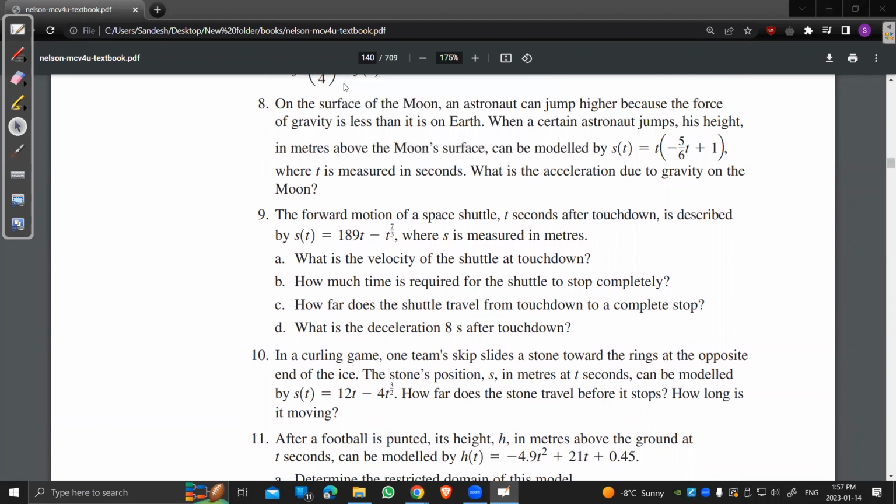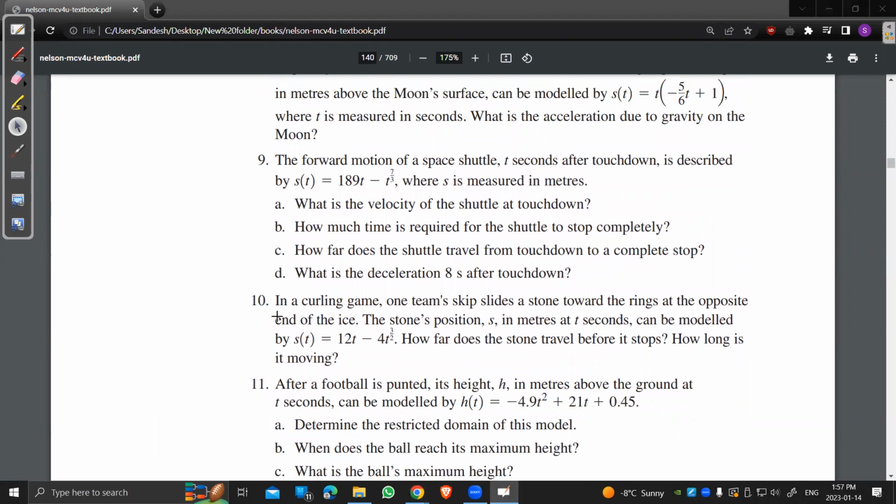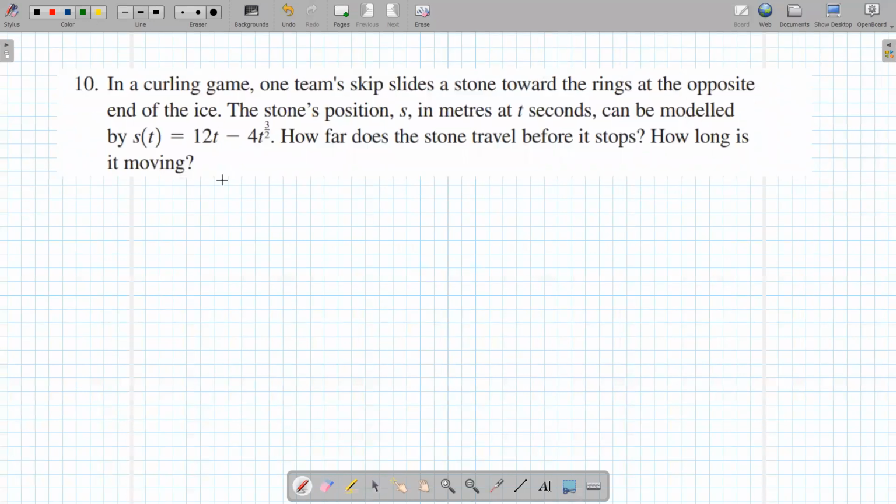I don't want to do that. Let's do 10. Do you like curling? I've never tried curling. Yeah, I think it's weird. It's a weird sport.